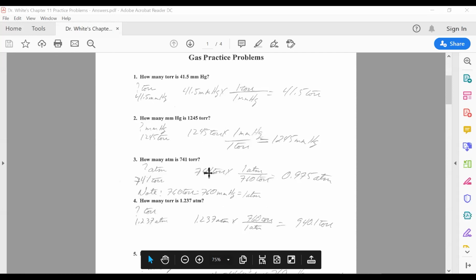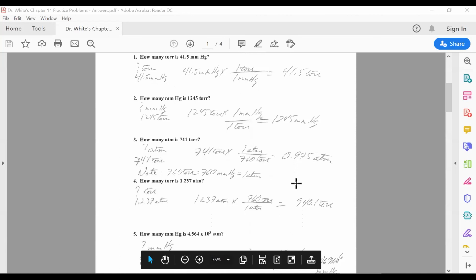Now, here's what I'm starting with. I'm trying to get to atmospheres. Use unit analysis, your good buddy, your good friend. What I'm trying to get to goes on top. What I'm trying to get rid of goes under here. And where do we get these numbers from here? 1 atmosphere, 760 torr. These are exact numbers, 3 significant figures is my answer.